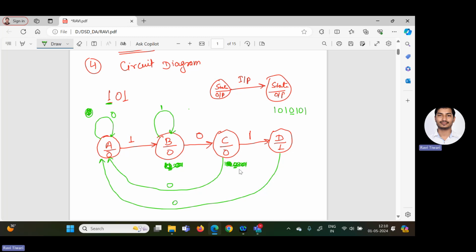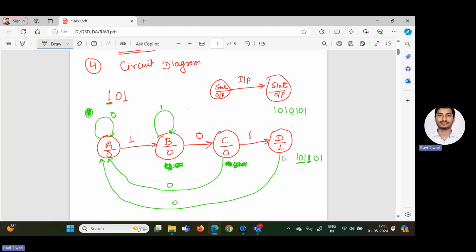Okay, and now after 1 0 1, if you are getting 1, that means how many bits are correct? 1 bit correct, right? After that I want 1 0 0 1, right? So what does it mean? I have a single bit correct.